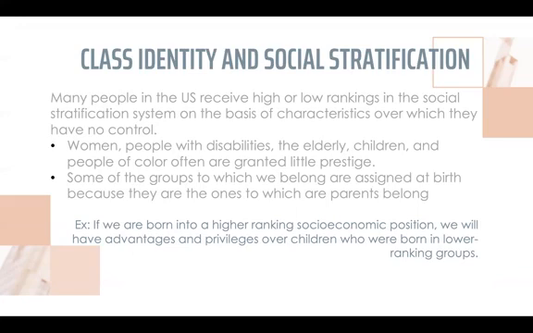What do I mean by that? I mean, oftentimes women, people with disabilities, the elderly, children and people of color are often granted very little prestige as we're attending to where we think they fare in class identity based off of those components of social stratification. We also know that when we're attending to these characteristics that often we don't have control over, because of how we've systemically seen these things repeat themselves, some of the people in those groups or some groups that we're born into then become the ones that we maintain for our whole life trajectory.